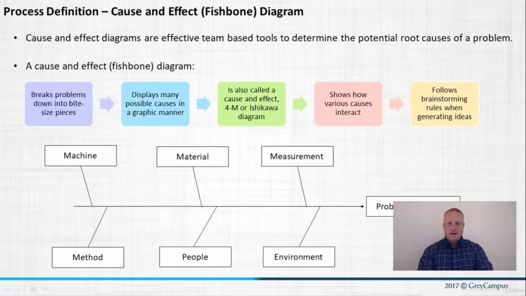It's called the fishbone diagram because it looks like a fishbone. There are 6 bones off of the main bone where the problem statement or effect is written. Those 6 bones are often referred to as the 6 M's. They are the 6 main categories that any cause of a problem will fall into.